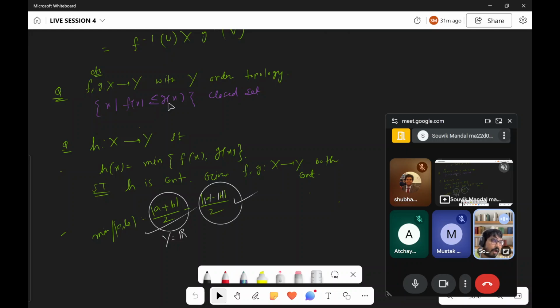Just think about how you can write A and B. In which situation does H equal F, and in which situation does H equal G? In which subset of capital X does H equal F, and in which subset of capital X does H equal little g? Think about it, then only you will understand how to apply the gluing lemma. Okay, take your time, think about it. I shall be back within a few minutes.